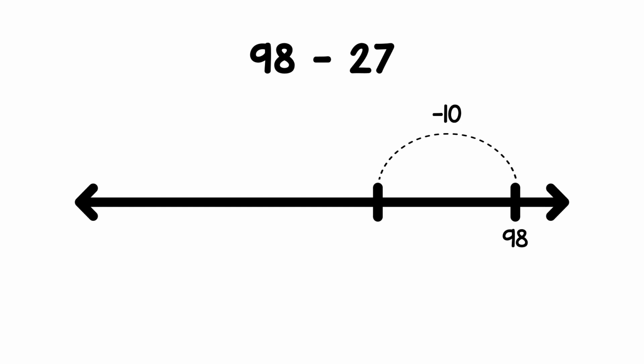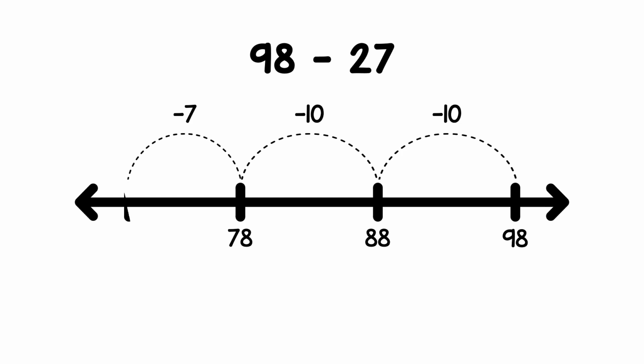98 minus 10 equals 88. 88 minus 10 equals 78. Now you have counted back 20. There are 7 more to go. Count back 7 from 78. 78 minus 7 equals 71.